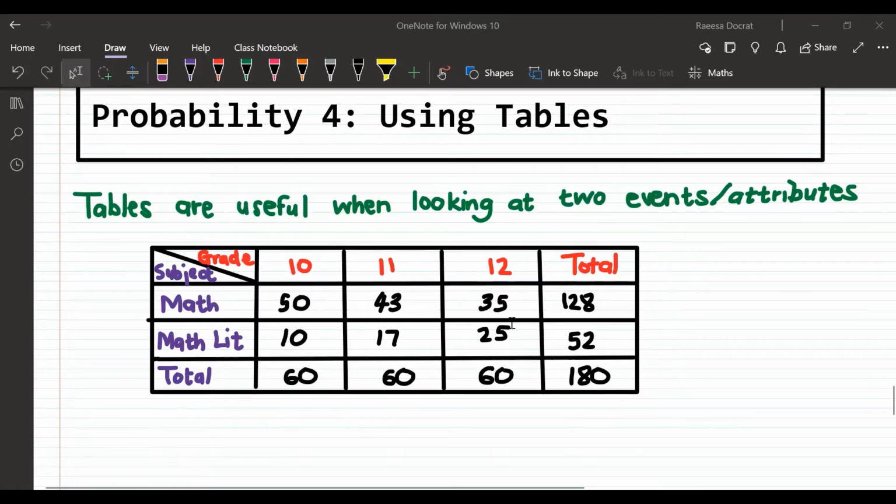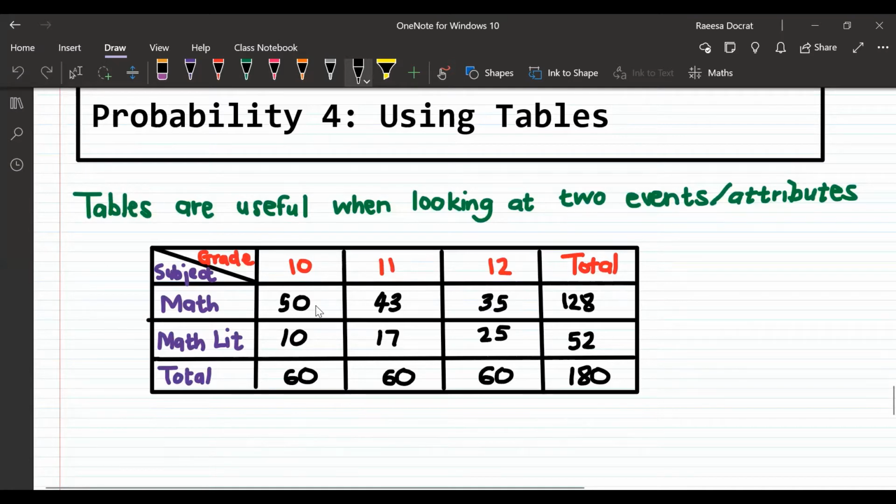Each of the columns gives us which grade they are in. So they can be in grade 10, grade 11, grade 12, and the last column gives us the total. Each row gives us the subject choice between maths and maths lit, and then the last row is the total. For example, here we have this 50 in the first entry, which means that there are 50 students who are doing maths and in grade 10. There are 43 students that are doing maths and in grade 11, and there are 35 students that are doing maths and in grade 12.